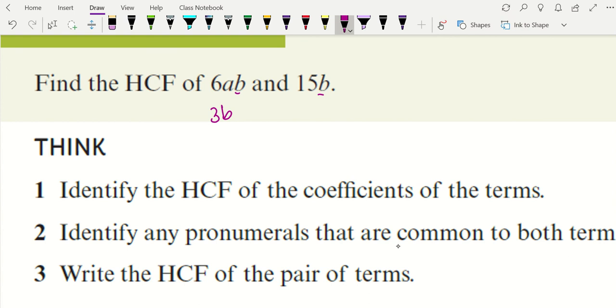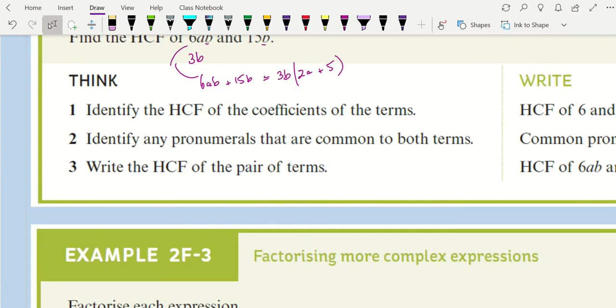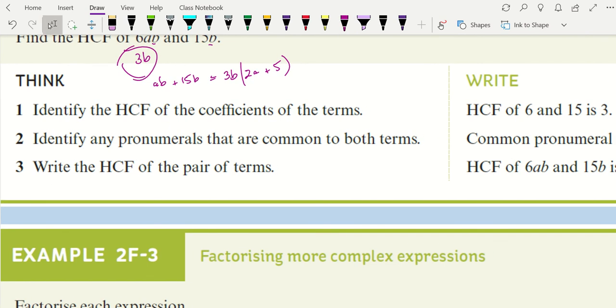If I were to factorise 6ab plus 15b, I would be saying, well, the highest common factor is 3b, and what's uncommon goes inside the brackets. So 3 times 2 is 6, and then that'll be an a. 5 times 3 is 15, so that'll be a 5. And that's that factorised. But it's only asking you here what's the highest common factor of that, which is 3b.